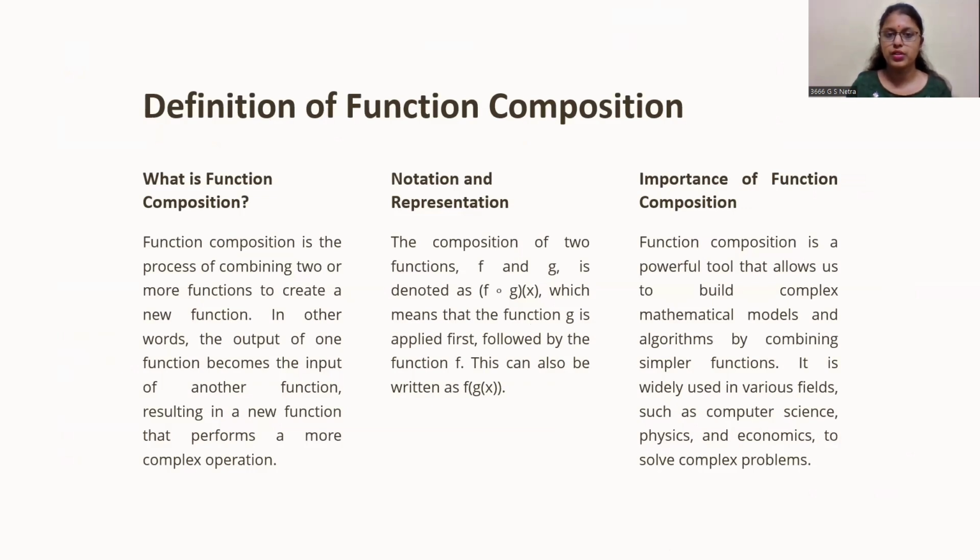Notation and representation of function composition. The composition of two functions f and g is denoted as f ∘ g of x, which means that the function g is applied first, followed by the function f. This is also written as f of g of x.